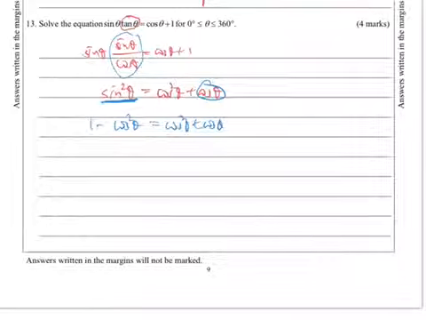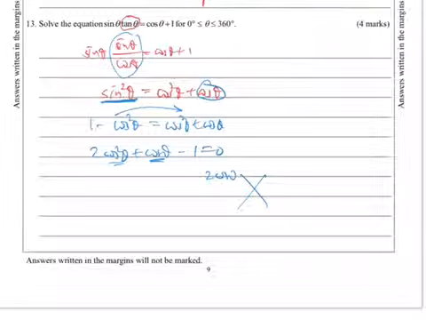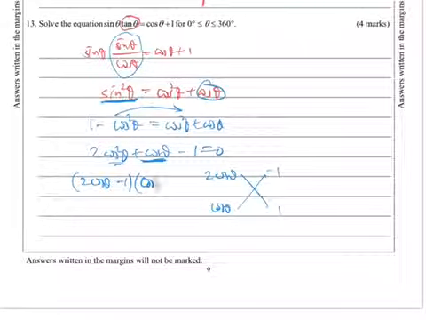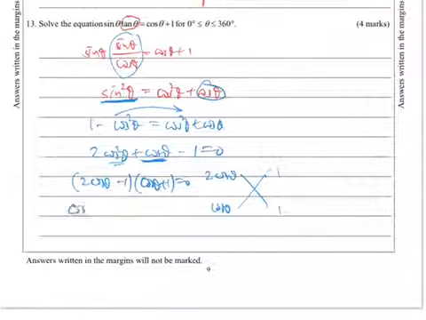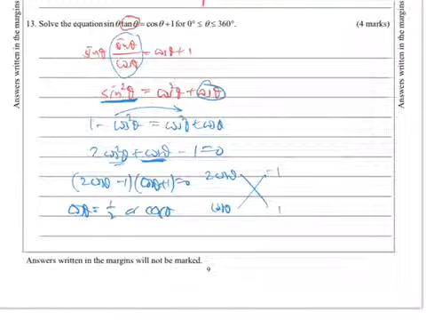So after that, we move all this to the other side. We have 2 cosine squared theta plus cosine theta minus 1 equals 0. So if you regard this as the variable u, then you can use the cross method. So 2 cosine theta minus cosine is 1 cosine theta. So it can be factorized into something like this. So that is cosine theta equal to 1 over 2 or cosine theta equal to minus 1.